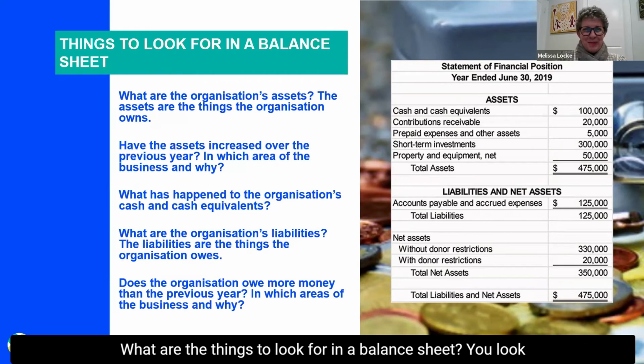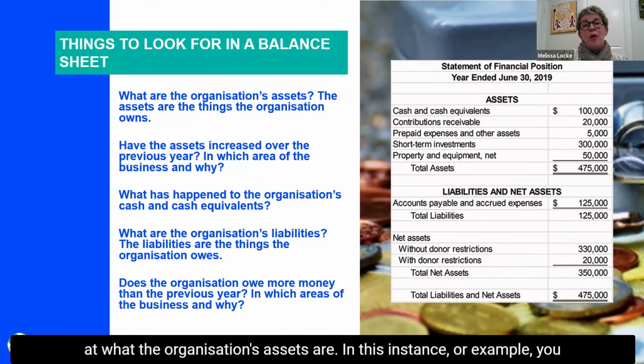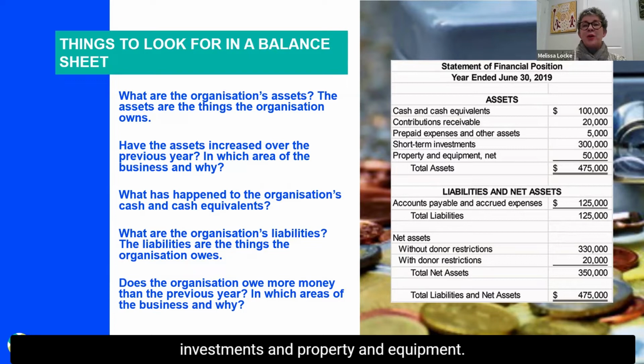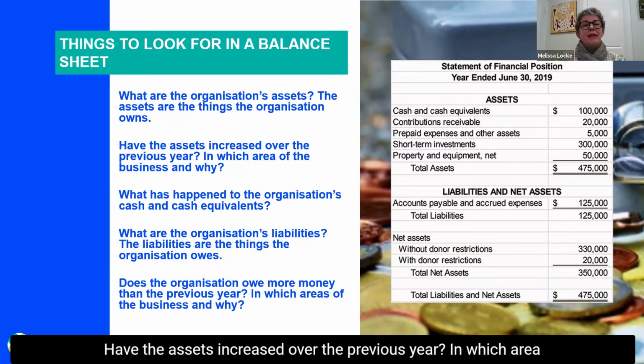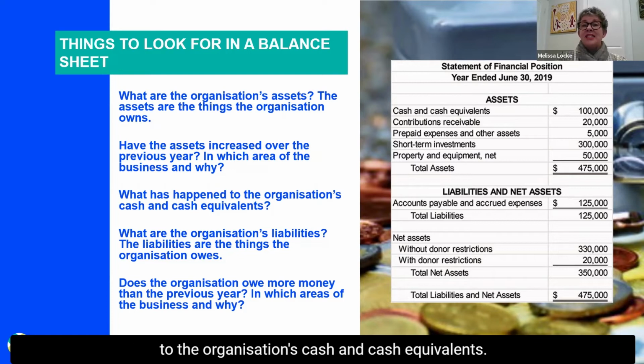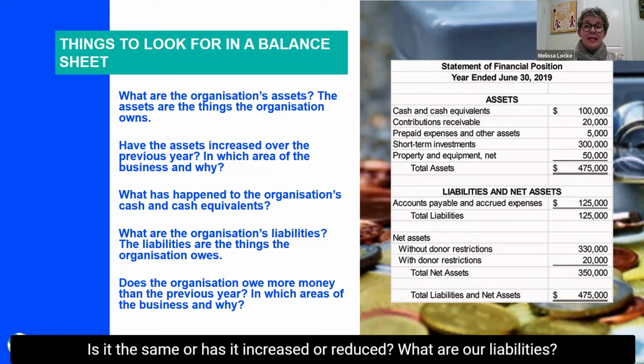What are the things to look for in a balance sheet? You look at what the organisation assets are. In this example, you can see our assets are cash and cash equivalents, short-term investments, and property and equipment. Have the assets increased over the previous year? In which area of the business and why? Or have they reduced? What has happened to the organisation's cash and cash equivalents? Is it the same? Has it increased or reduced?